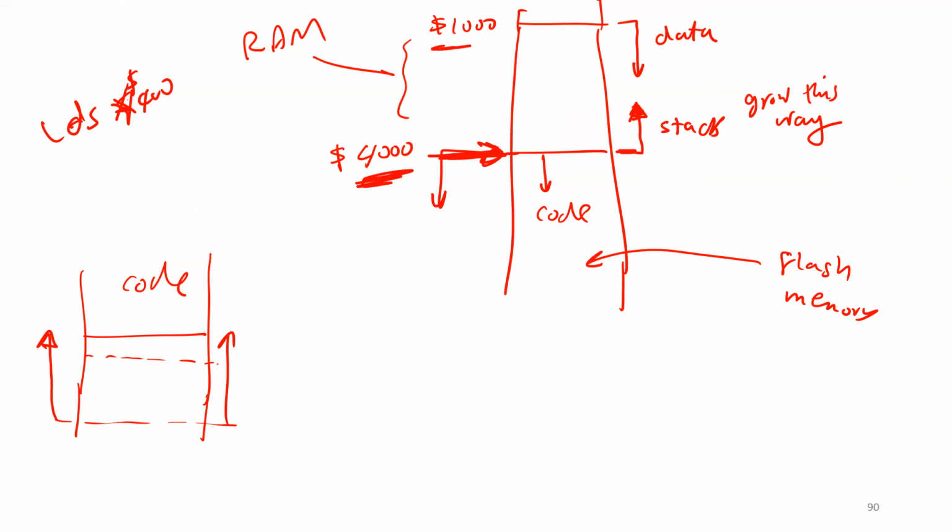This is a new picture for our memory, just a simple modification of what we did before. For your data, you still start from 1,000 and grow this way. Every time you create an array or make a variable, it grows this way. Your program goes this way from 4,000, and your stack grows this way.